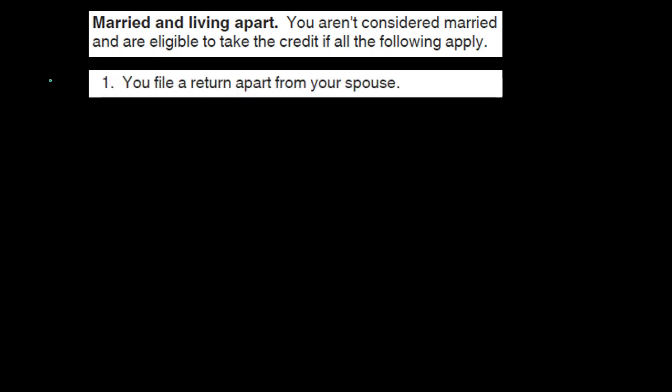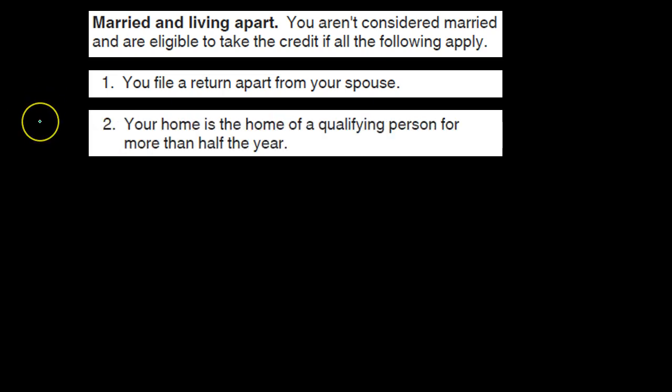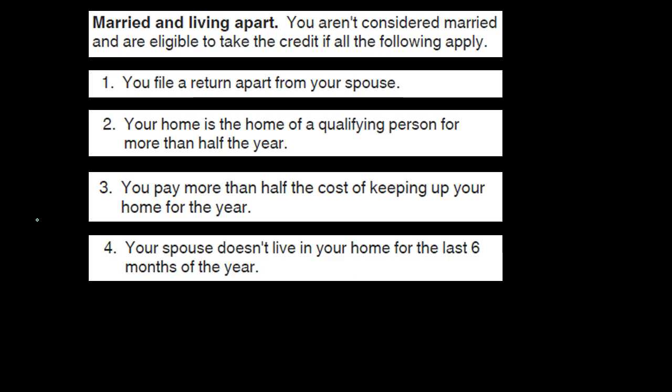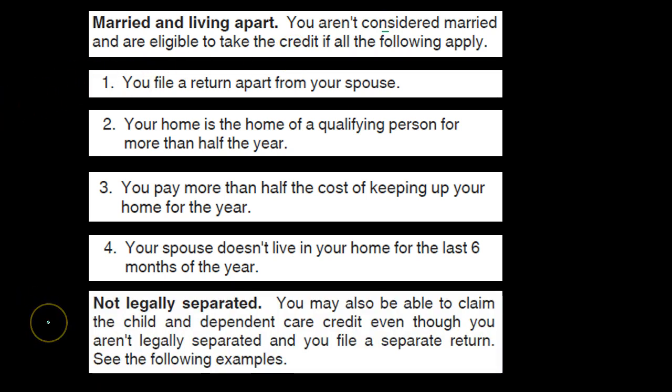Back to the text. Married and living apart. You aren't considered married and are eligible to take the credit if all the following apply. 1. You file a return apart from your spouse. 2. Your home is the home of a qualifying person for more than half the year. 3. You pay more than half the cost of keeping up your home for the year. 4. Your spouse doesn't live in your home for at least the last 6 months of the year. The IRS is therefore saying that for taxes, if these four things apply, you aren't considered married, at least for the purposes of taxes, and therefore can file a separate return, possibly not legally separated.